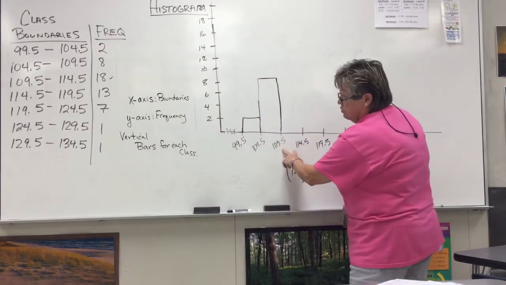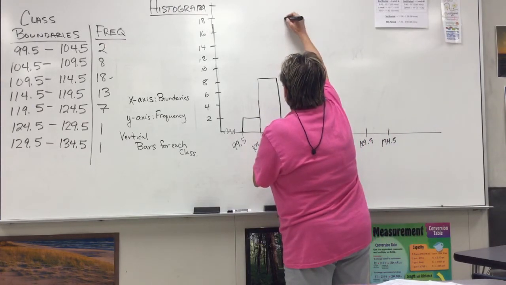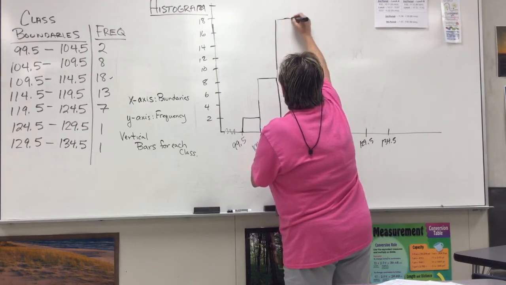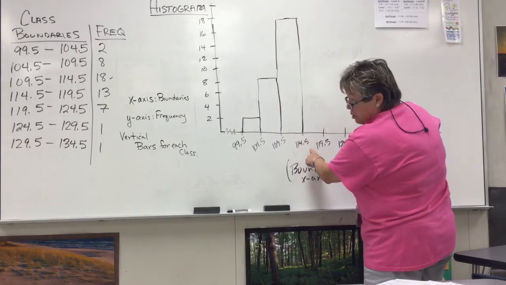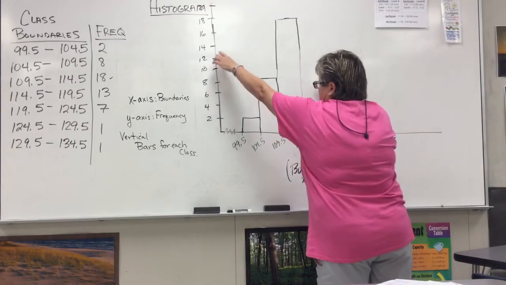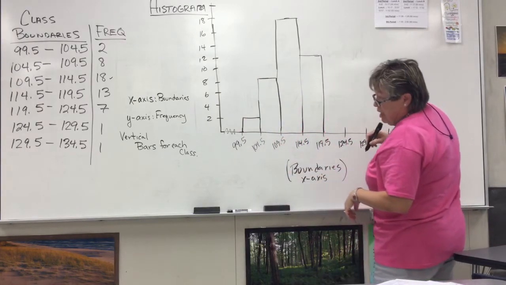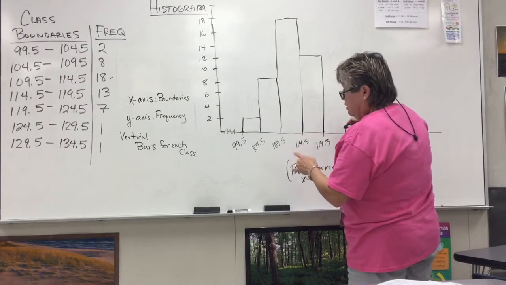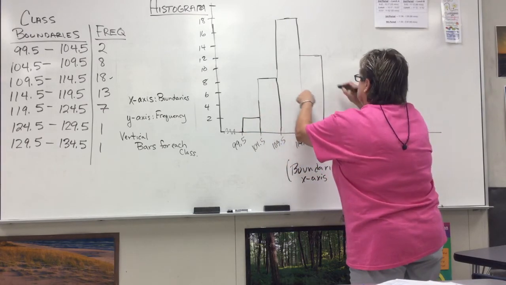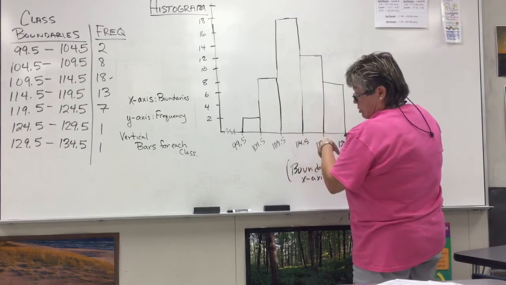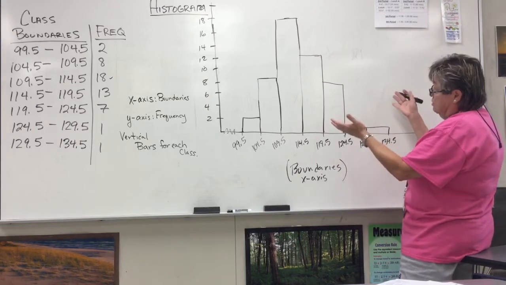In the next interval, 109 to 114.5, we need to go clear up here to 18. So bring it on up here. I apologize for my crooked lines a little bit here. 114 to 119, you're up as high as 13. Next up, 119.5, we go up as high as 7. And then you have a couple of ones. And there you have it.